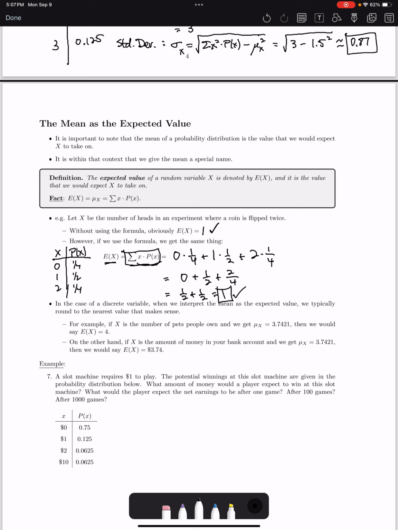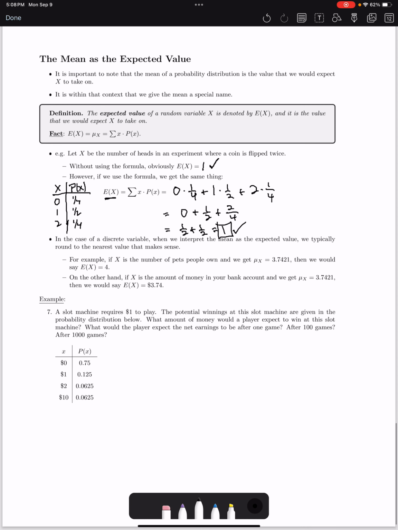Now, there are going to be less obvious examples here, and that's why the formula is useful. I don't want you to get the wrong idea and think, oh, I can always just use my intuition to figure out what the expected value is. That's not so. You need to use the formula to find the expected value.